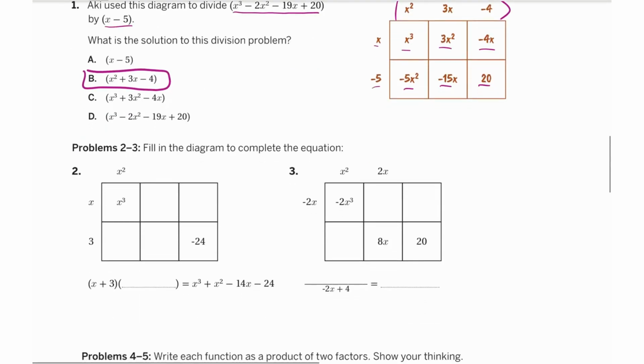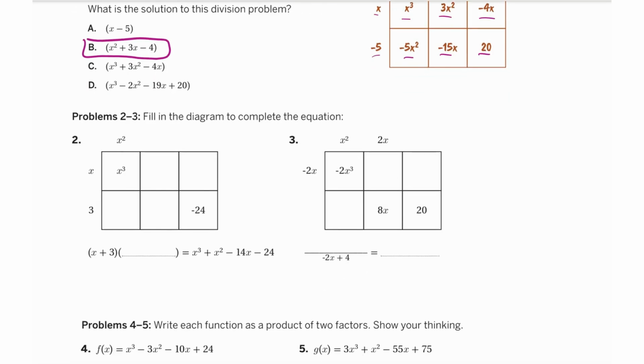Problems 2 and 3: fill in the diagram to complete the equation. This is just practice to help us figure these numbers out as we go through. When I'm doing this, I know that these two numbers multiply to get what's in here, so that becomes 3x squared. Next, I need to know that these two numbers, 3x squared and whatever this is, are going to add to x squared. So that's going to be negative 2x squared.